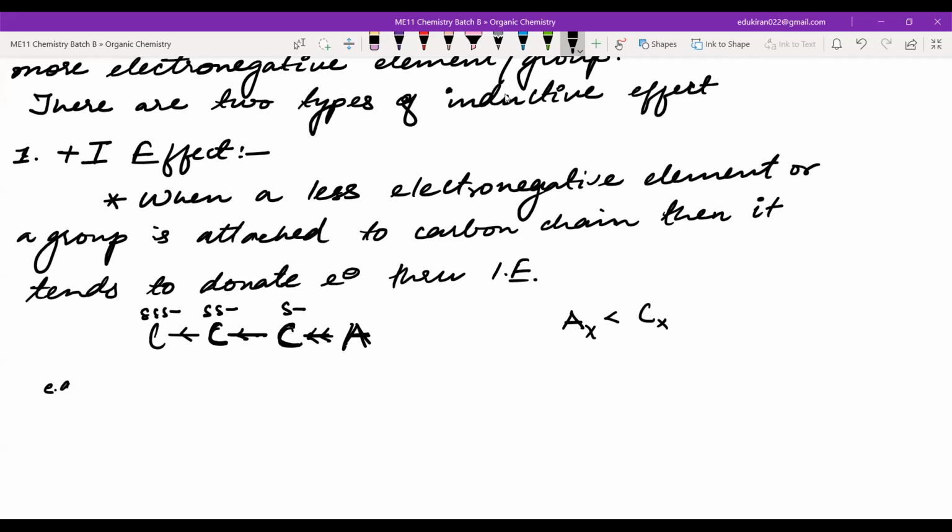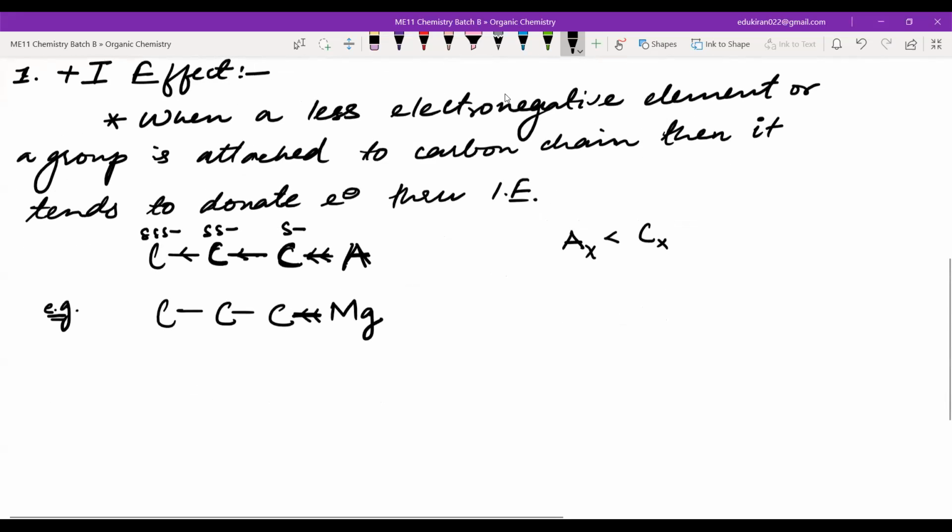And for example, you can have Mg, which is a metal. Mg is a metal and it has electropositive character. That is why it can give electrons. So we'll write the different plus I groups as of now. Let's keep it till here. Then we will write the minus I effect.